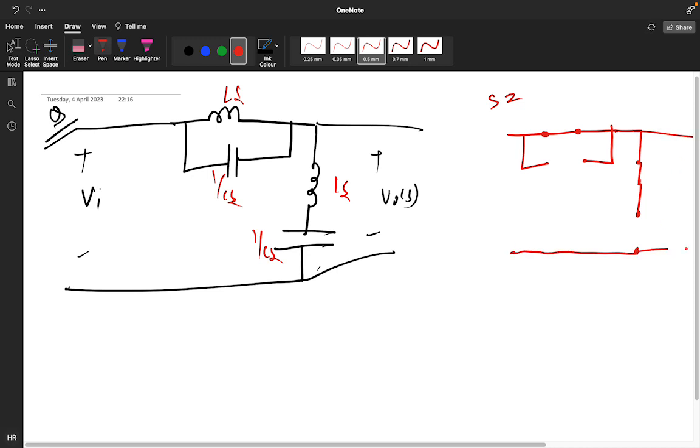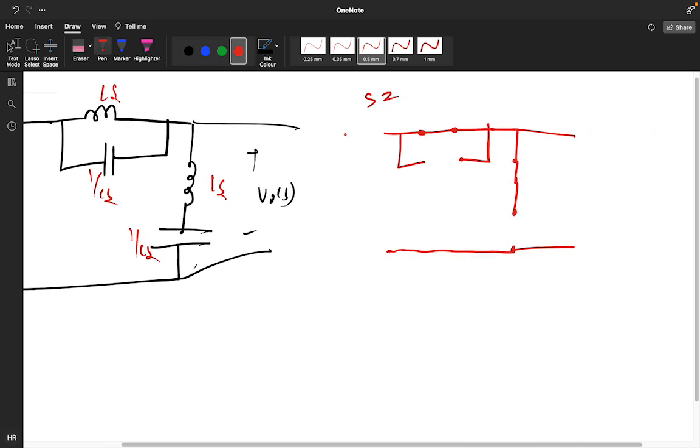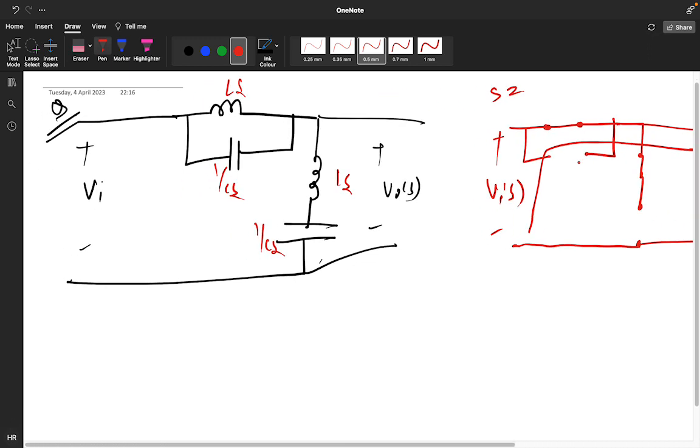So current is passing between plus and minus Vi of s and plus and minus V naught of s. Means we are getting a result like this: Vi of s is equal to V naught of s. So it's working for a low pass filter.